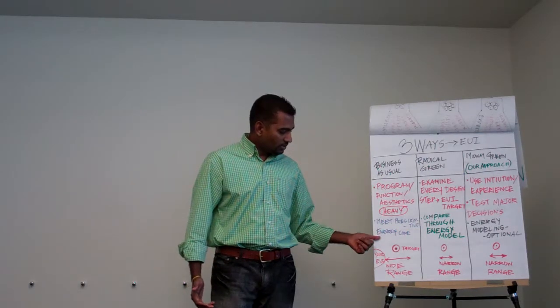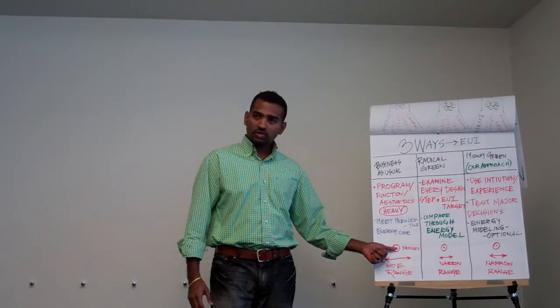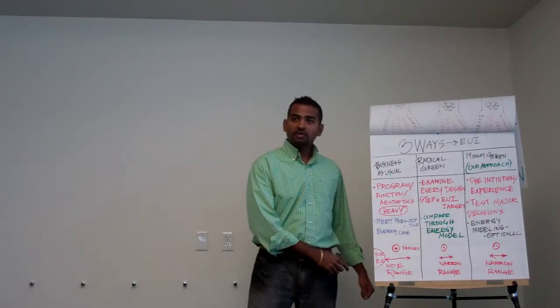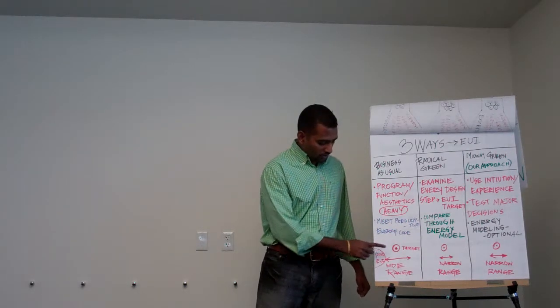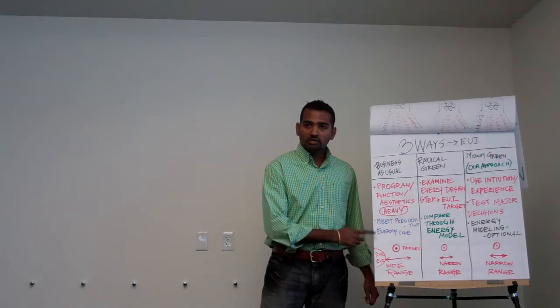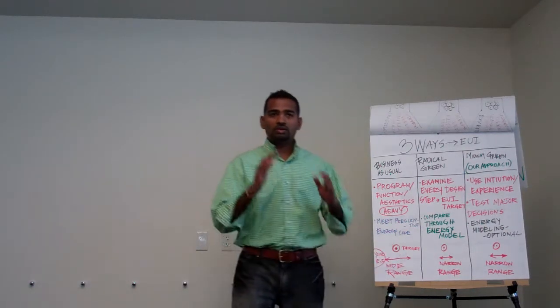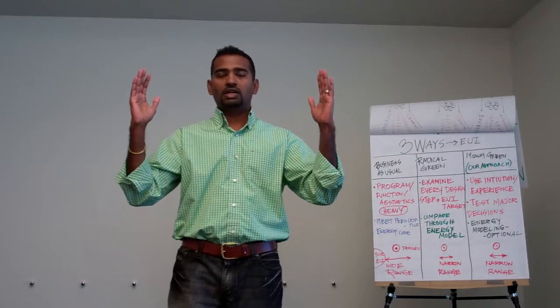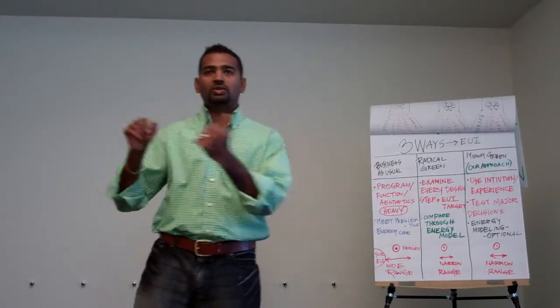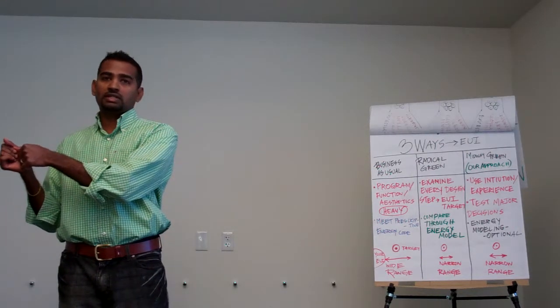But the problem with this approach is, if this is our target, then, can everyone see this clearly? Okay, if this is our target, then your EUI, when you actually find out for this building, could have a wide range. It could fall either too low or too high. You have no clue, because you never tested it. Okay?